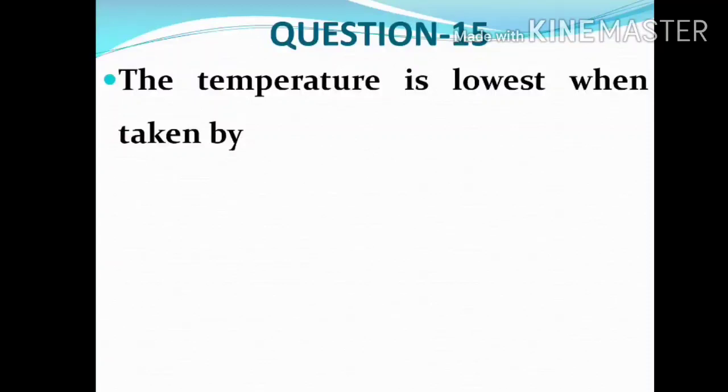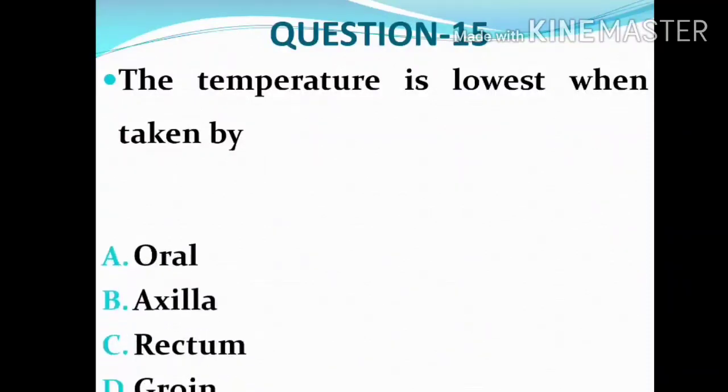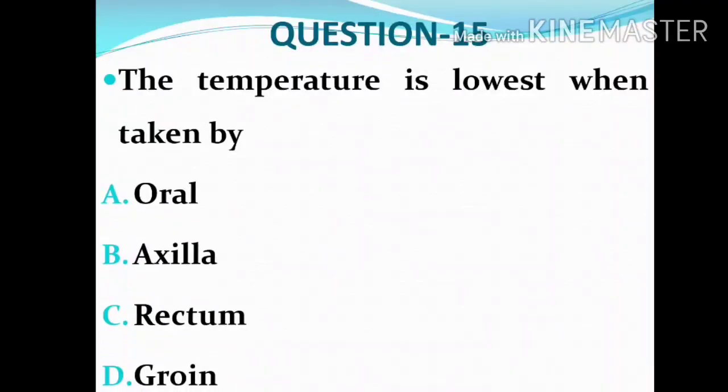Next question. The temperature is lowest when taken by options: oral, axilla, rectum, groin. Here the answer is axilla. Average axillary temperature is 97.6 degree Fahrenheit and it is considered as the lowest value compared to the oral and rectal. So answer is axilla.